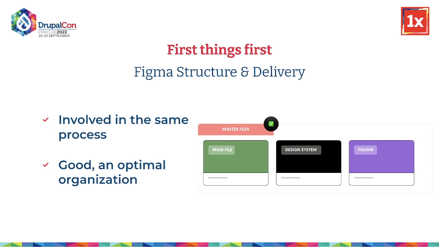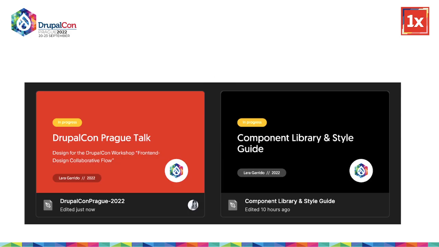This design system file is a copy of the basic one that they are using for their Storybook. So for example, for this project, like the talk here, we are going to have the main file with the designs, with the UI design, and with them, the component library and style guide, that is the template that we used.